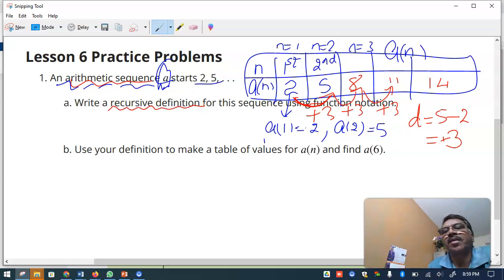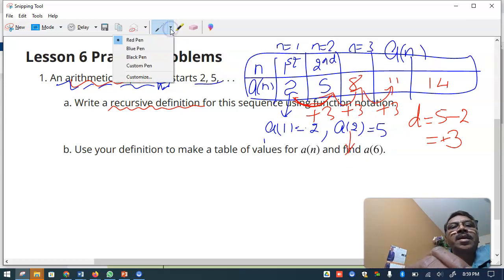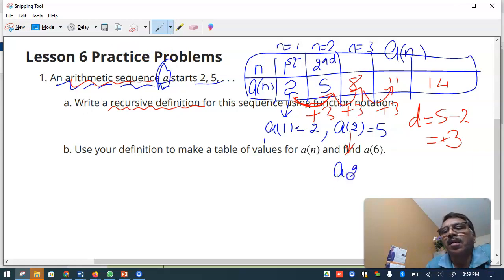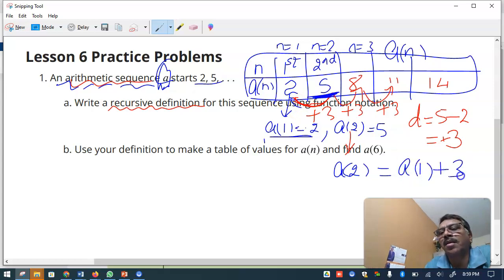Now, what is recursive definition is, you can clearly see this A2. A2 is the previous one, right? So this is 5. The 5 is 2 plus 3. So it is A of 1 plus 3, right? Now, if I want to know this third one, this is A of 3, right? The third term. The number in the third position is 8. So A of 3 is the A of the previous one, 2, plus 3. So that's how you can clearly see it going on.